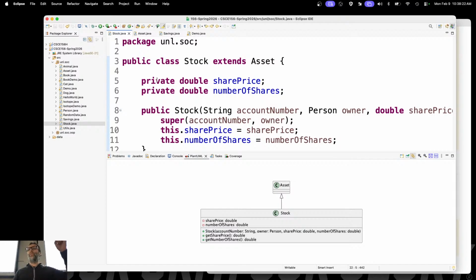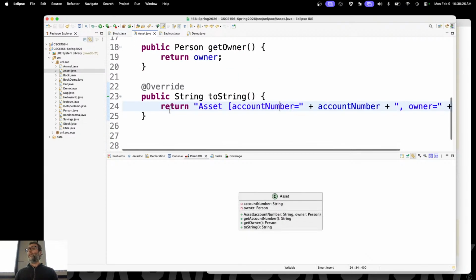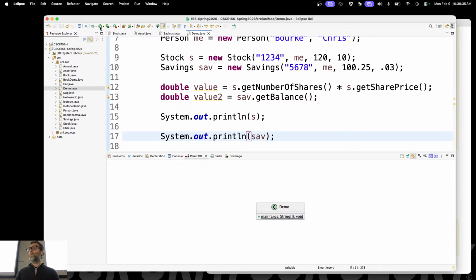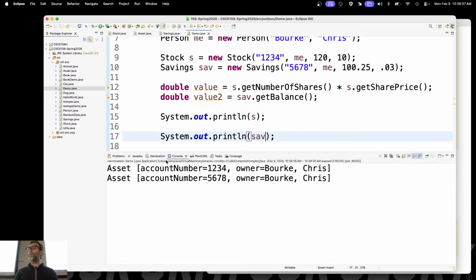It's going to go to its superclass first, the asset class. And what does the asset class do? It does have a toString method, and so it's going to print out asset, the account number, and the owner, et cetera. And I'm going to have the same behavior for both of those. But neither one of those distinguishes whether it's a savings account or a stock account.